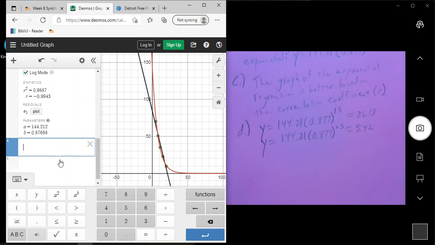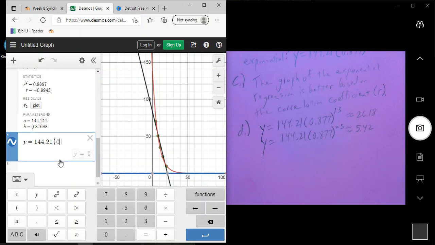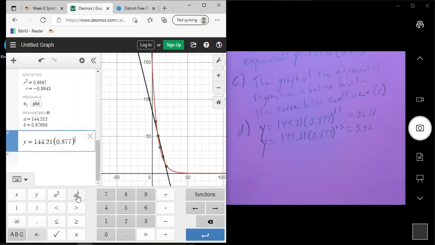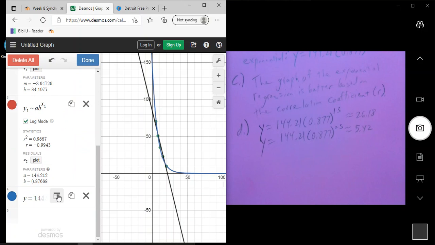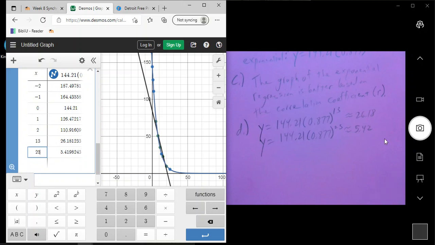Now, what I can do, I'll put in the equation just to show it. 144.21 parentheses 0.877, and then we would take that to the power of x. Once we get this here, we could click on this wheel, click on the table, and then we could just type in the values. It was 13 for x, and then we also had 25 for x. And then just round these to 2 decimal places, and it gives us the same answers. Okay, now we go to E.